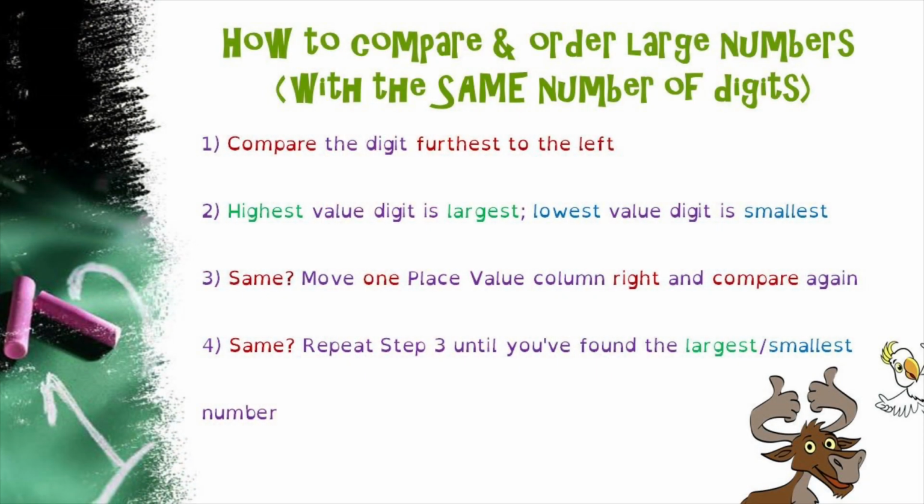First, compare the digit furthest to the left. Step 2. The highest value digit is the largest number. The lowest value digit is the smallest number. Step 3. If they're the same, move one place value column to the right and then compare again. Step 4. If they're the same, repeat step 3 until you find the largest or smallest number.